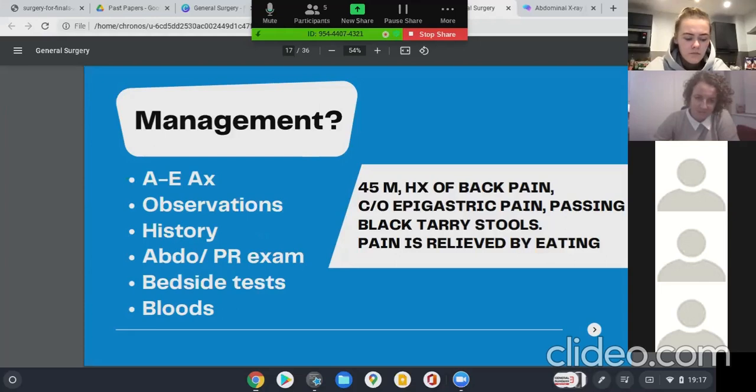And then with any sort of management plan, you need to describe what you do, for example, in an OSCE. So you do some bedside tests. So like we've talked about, observations. If indicated, you might want to do a urine dip if they've got some dysuria.